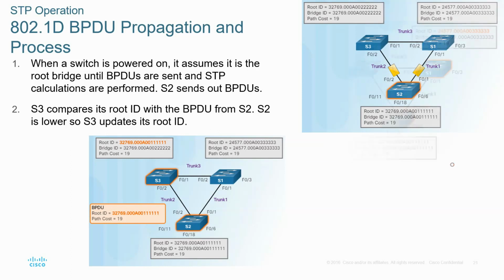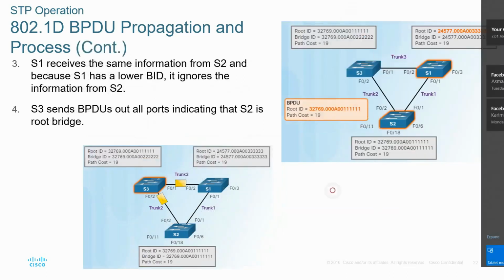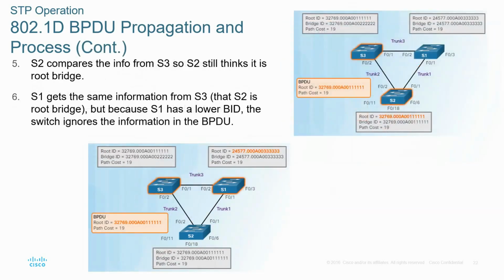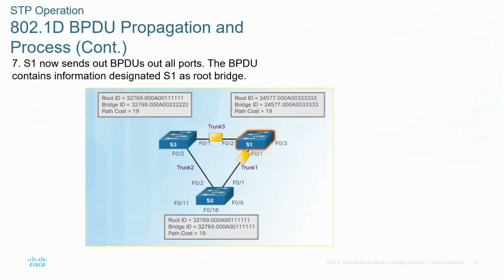And then eventually S1 will also send a BPDU. When S1 sends the BPDU, it will include its own root ID equal to the bridge ID, telling S3 and S2 that it is the root bridge. And now S3 and S2 will receive this BPDU from S1, will compare their own bridge ID to the bridge ID of S1, and will determine that the bridge ID of S1 is lower, and so they will both confirm that S1 is the root bridge.